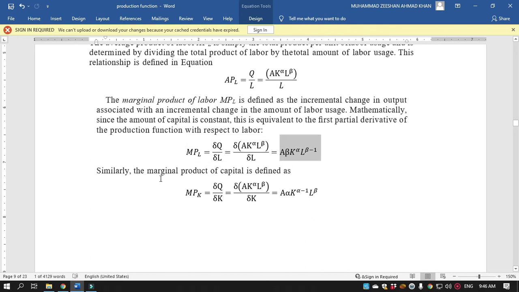Similarly, we can calculate the marginal product of capital as well, where the same function is again dealt with by derivative, where the power of the capital, alpha, is similarly multiplied with the constant A alpha K, and 1 is subtracted from alpha, giving alpha minus 1, and L raised to power beta.